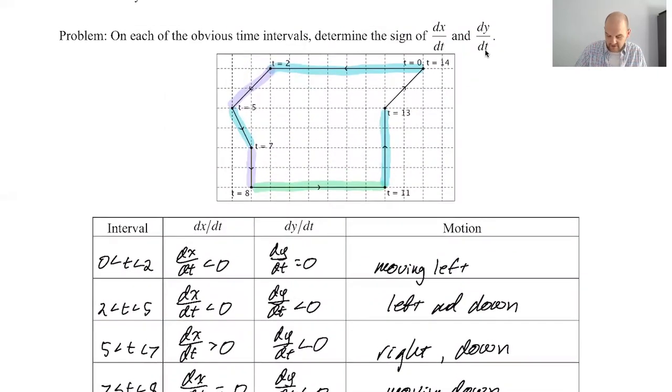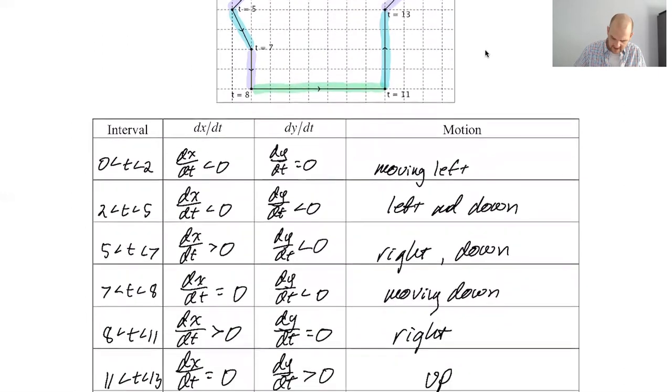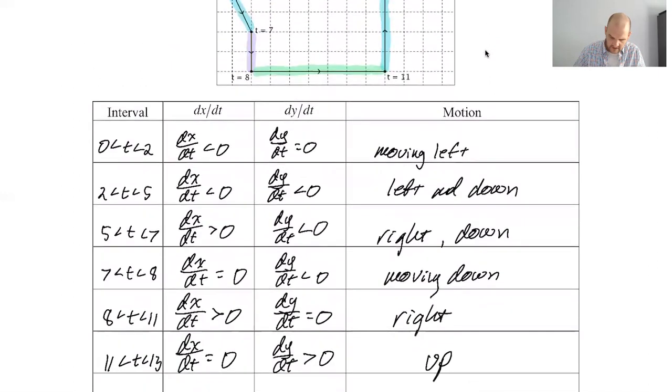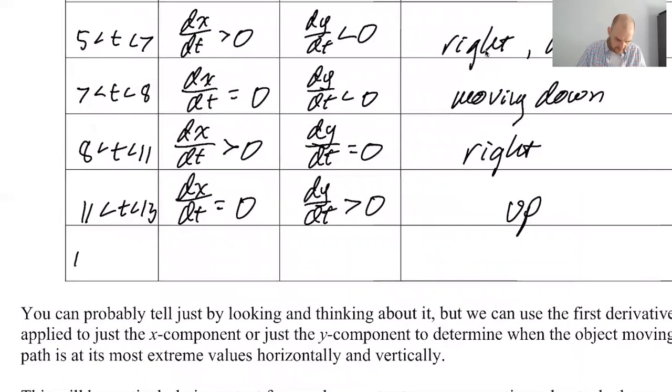So you can see we have different time intervals for different distances. So you're actually going different speeds as you move along here. Remember, speed is the magnitude of velocity. And for the velocity here, we would have a velocity vector, dx/dt comma dy/dt. We're going to talk about vectors at some point, and when we do, that's going to be relevant. So 13 to 14, moving right and up.